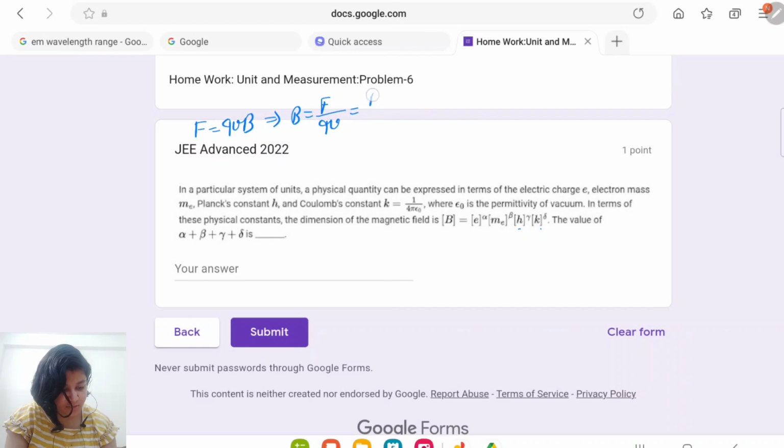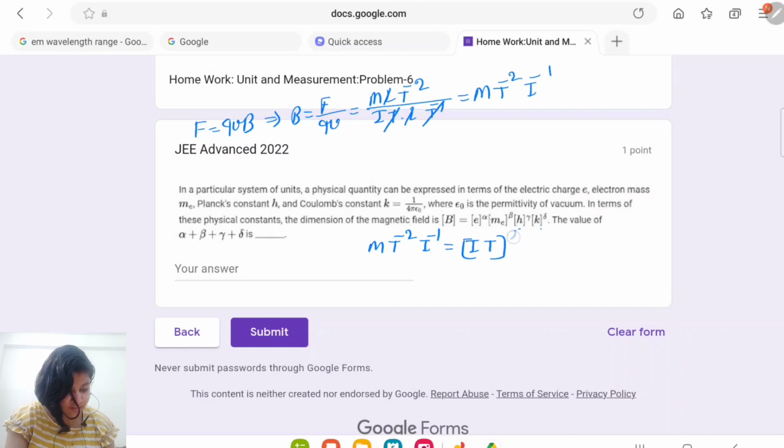Force by charge into velocity. Force is M L T to the minus 2. Charge is current multiplied by time. Velocity is L T to the minus 1. So this cancels out and we are left with M T to the minus 1 I inverse. So M T to the minus 2 I inverse.